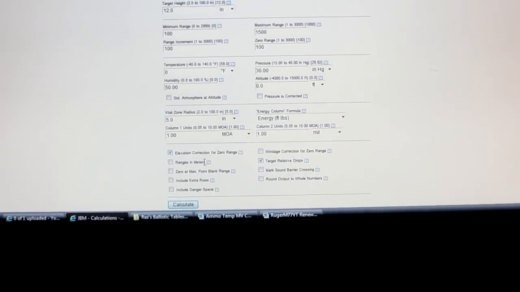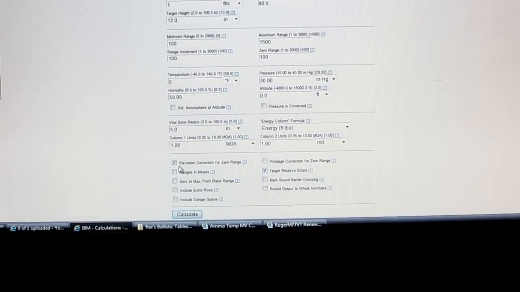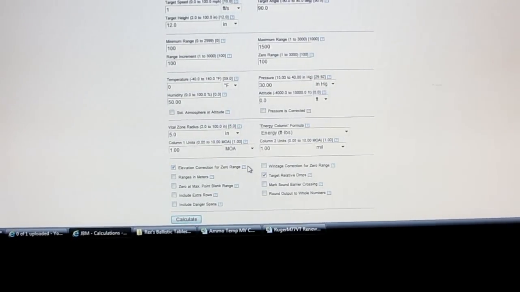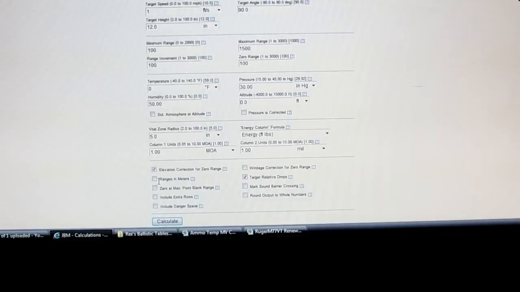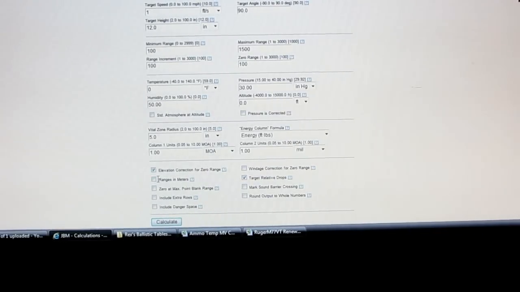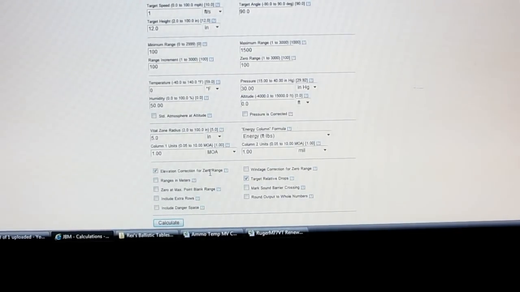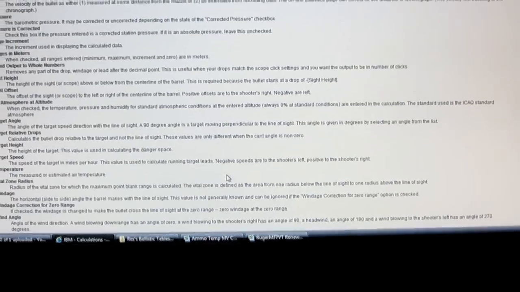Okay. Next thing you're going to want to look at here is there's a lot of different little things here where you can check the boxes. And the first one that's checked, we want to go through and make sure everything's correct. Elevation correction for zero range. Let's click on the question mark there and see what the heck they're talking about.